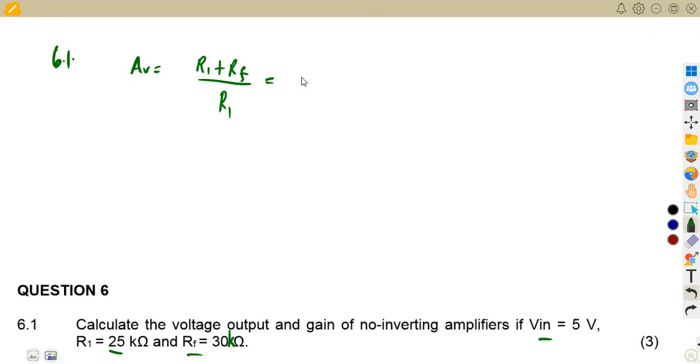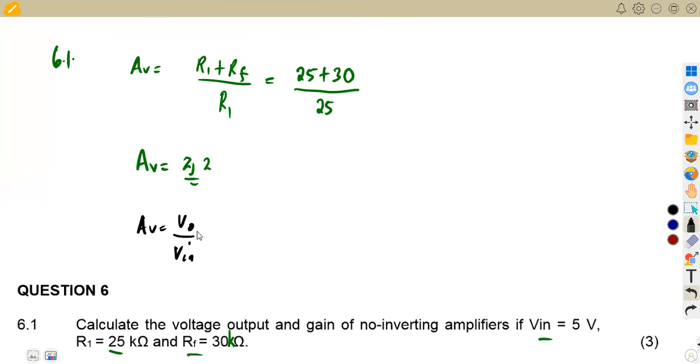So we are going to have 25 plus 30 over R1, which is 25. That is going to give us the voltage gain in this case. All right, our voltage gain is going to be 2.2. Then, if we calculated the voltage and we have the output voltage, our gain would be V out over V in.